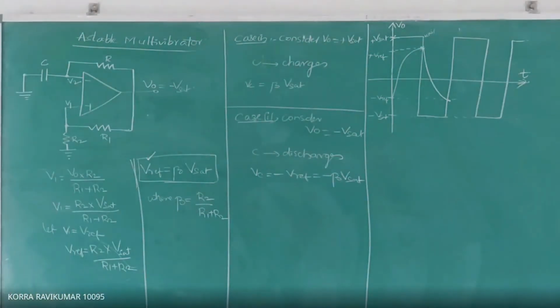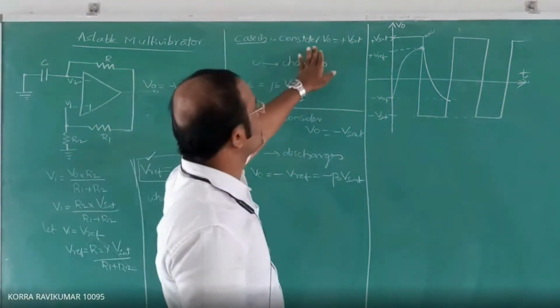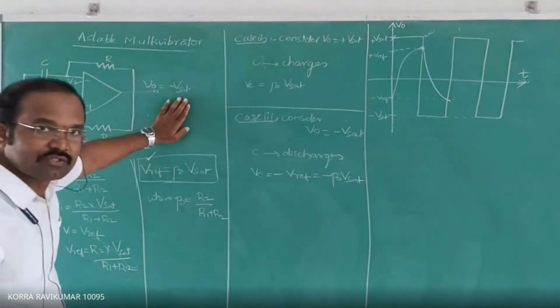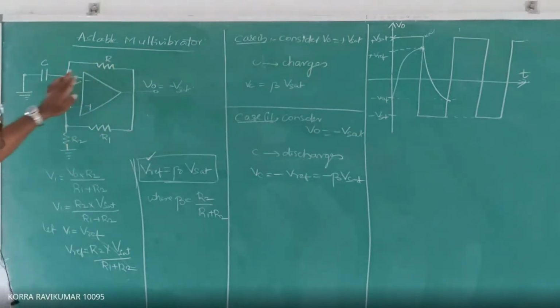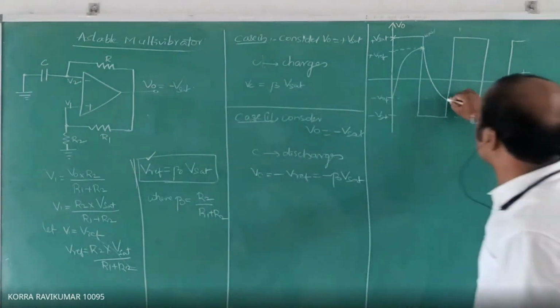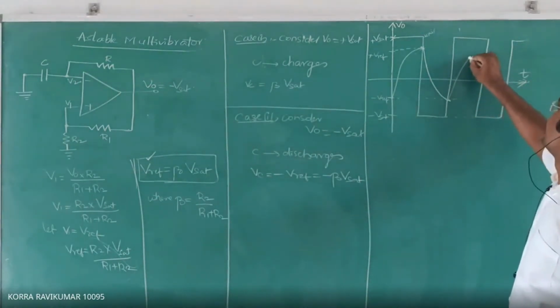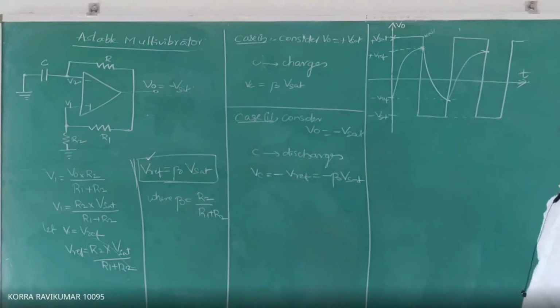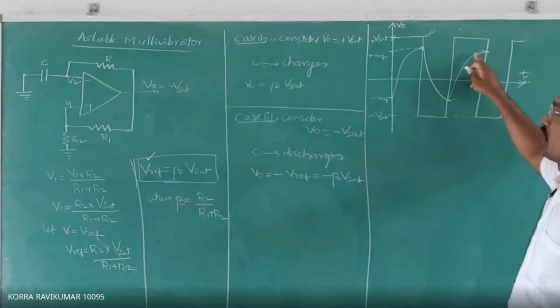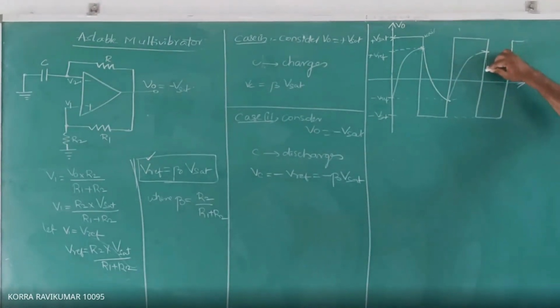Again, in the third case 3, again consider V naught equal to plus V saturation. Consider output voltage is equals to plus V saturation. Again same positive voltage appears here at this capacitor. Then capacitor again charges from its initial value to its final value like this. Now the voltage across the capacitor is beta into V saturation. Again capacitor starts discharges. And again capacitor starts charges like this. The cycle repeats many times.